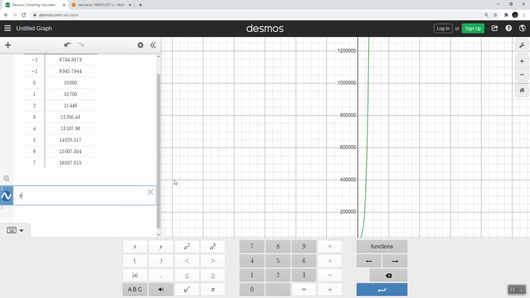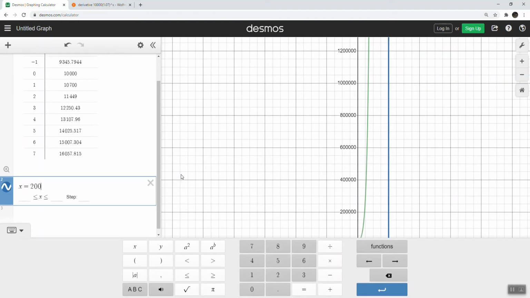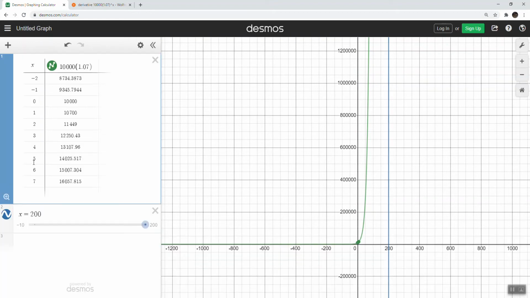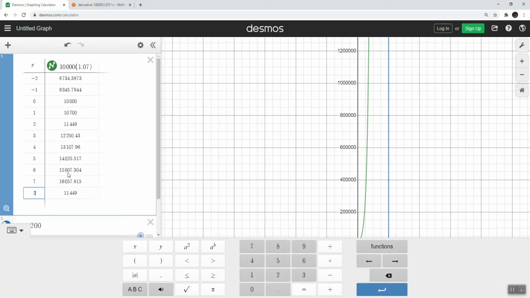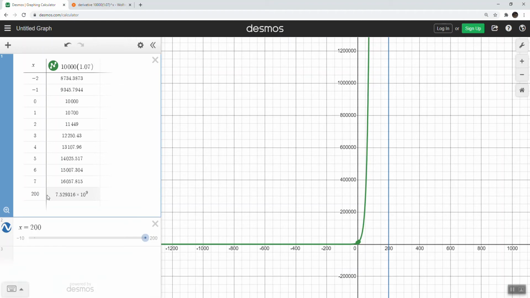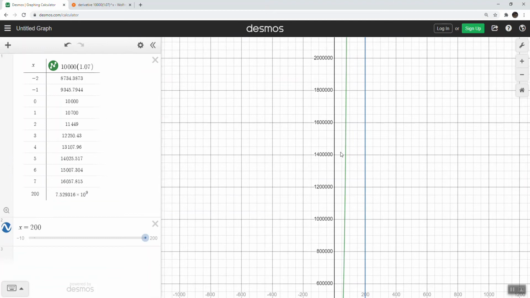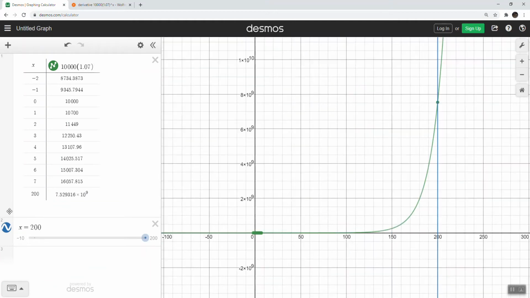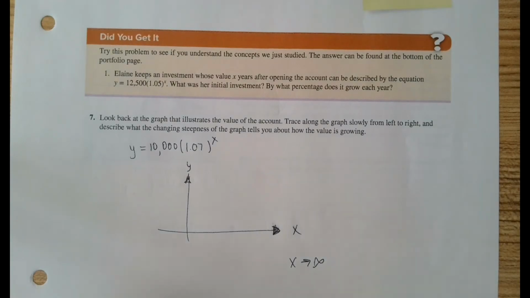Let me illustrate something. I'm going to type in x equals 200. So this corresponds to 200 years after you deposited that $10,000 in your account. Look at the massive amount of money you have. 7.529316 times 10 to the ninth. If we want to see that on the graph, my goodness, that's going to be a struggle. There we go. There's our value. Again, you can note that in these early stages, there's almost no growth in the y value based on the scale, and then it just explodes. That's what we're to note here. That's the power of the exponential function.